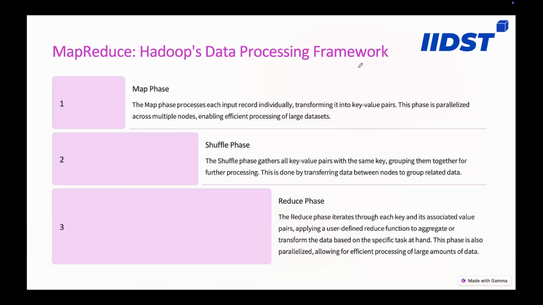So the map phase splits the data. The shuffle phase shuffles the data, grouping them together with the same key. And then the reduce phase will aggregate the data and combine it all together and then store it in the node. As you can see, it will gather all the key value pairs with the same key, grouping them together for further processing. This is done by transferring data between nodes to group related data. We have to group related data together so that it's much easier to fetch once we want it to.